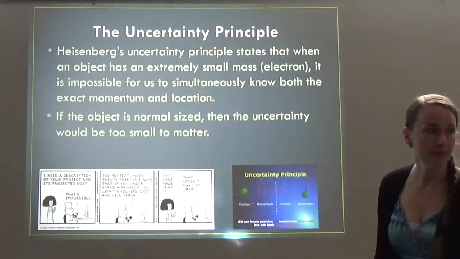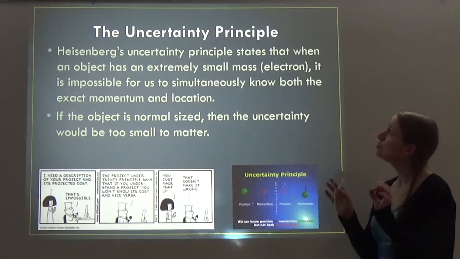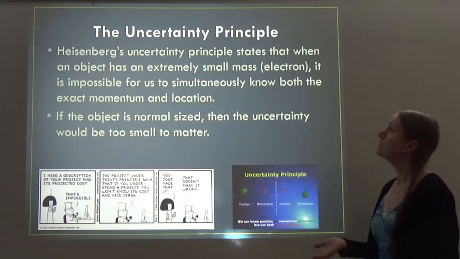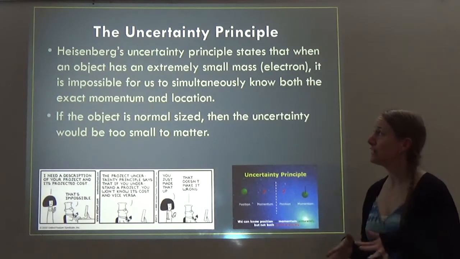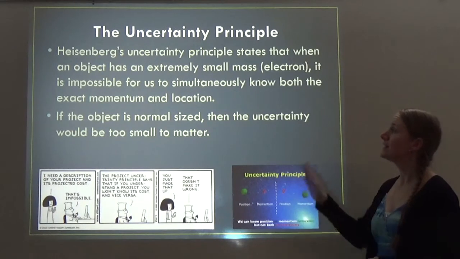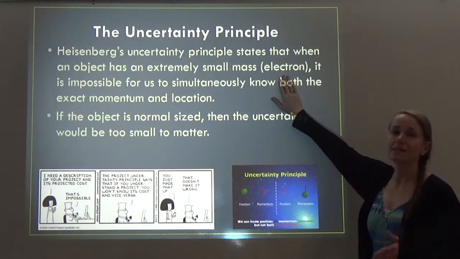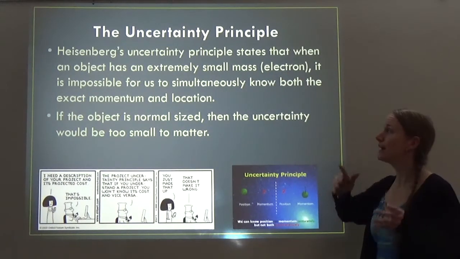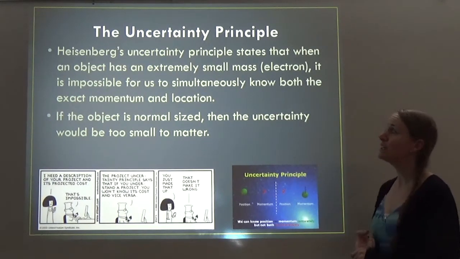Heisenberg's uncertainty principle states that when an object has an extremely small mass, like an electron, it is impossible for us to simultaneously know both the exact momentum and location at the same time. If the object is normal size, then the uncertainty would be too small to matter. So the smaller in mass an object is, the more uncertainty we have if we're trying to identify both the momentum, which deals with speed, and location of an object.